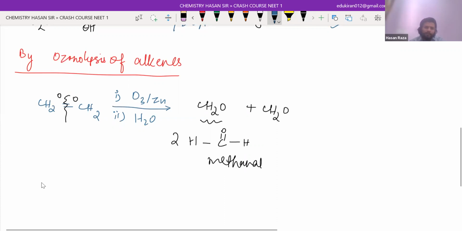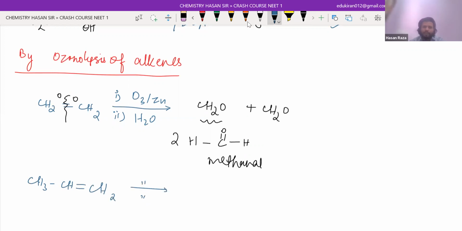In the same way, if you have CH3CH2 and then double bond CH, and you use the same reagent, what will happen? This bond will be broken, oxygen will be added here, oxygen will be added here. So you can see you will get ethanal as well as methanal, HCHO.